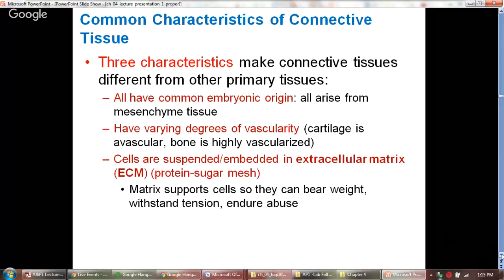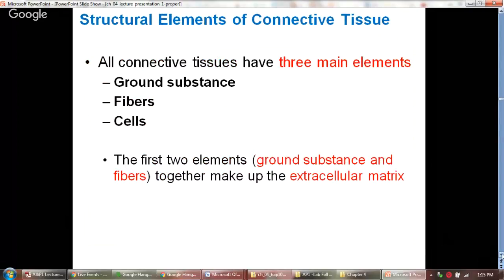And then the cells are suspended or embedded in the extracellular matrix, which is the protein-sugar mesh you find in the connective tissues. The matrix supports cells so they can bear weight, withstand tension, and also endure abuse. So therefore, it does have a function. These are the three characteristics: the common embryonic origin, different degrees of vascularity, as well as the cells of the connective tissue suspended in an extracellular matrix.